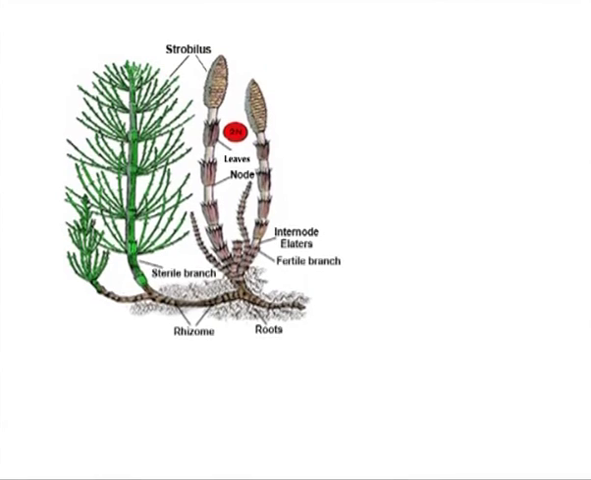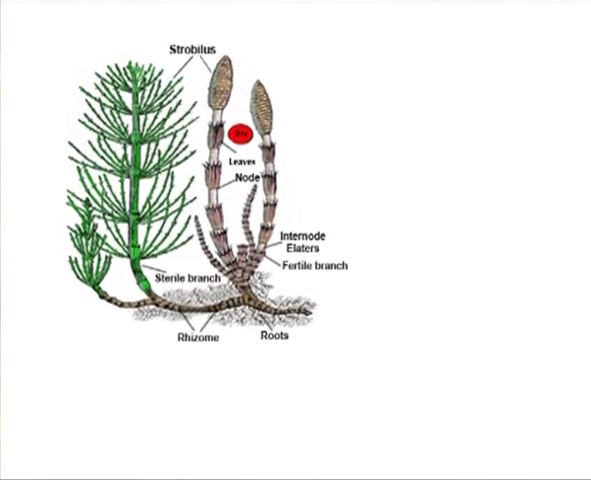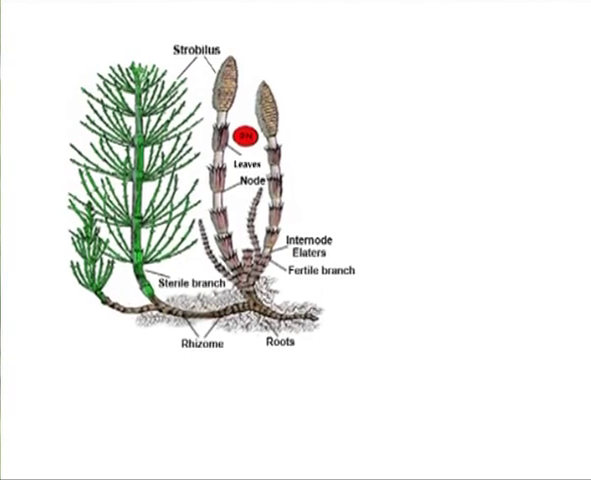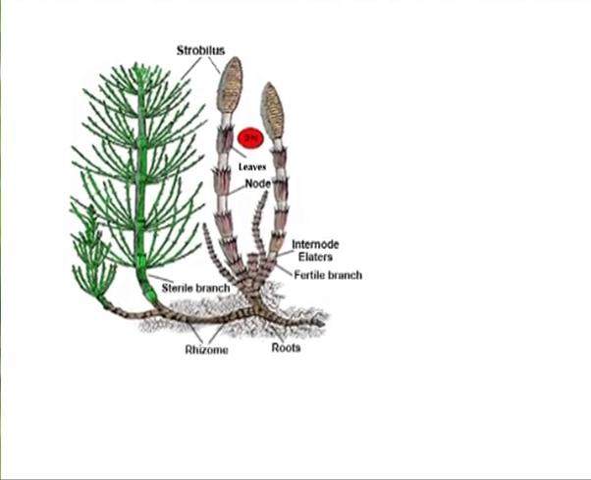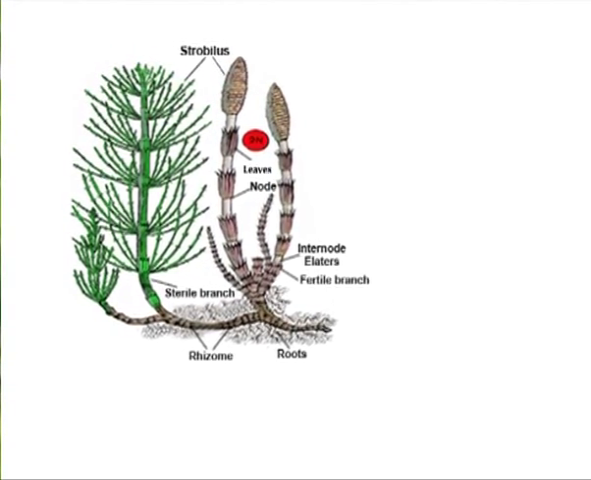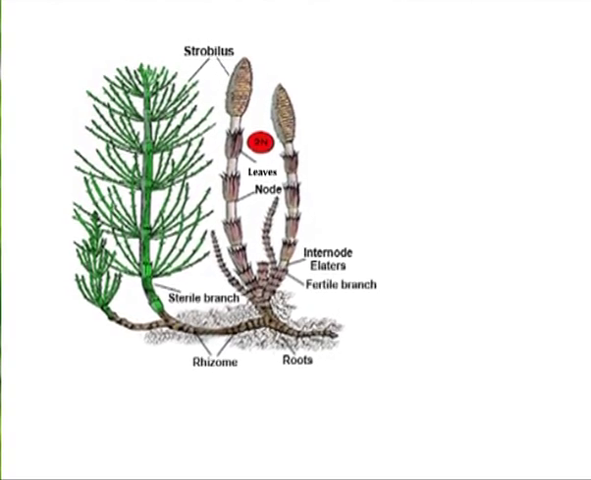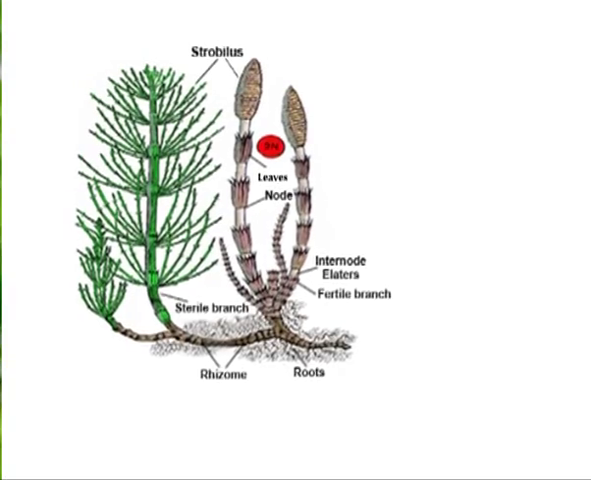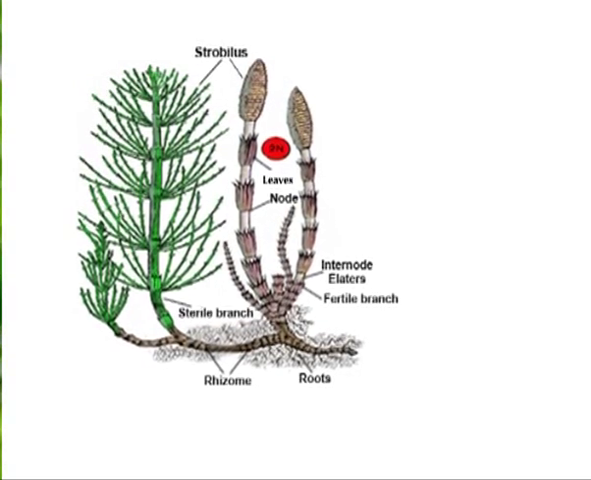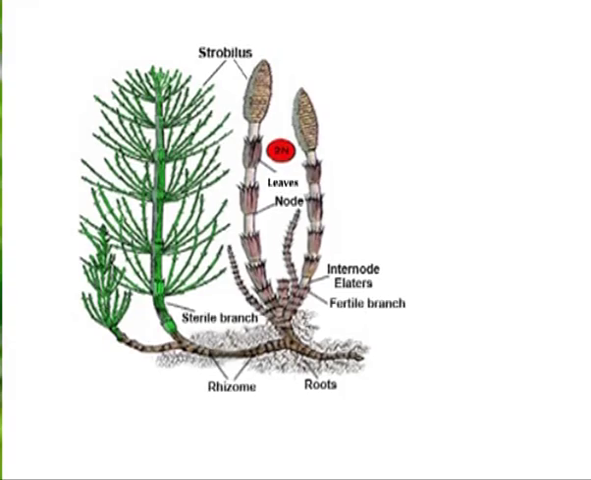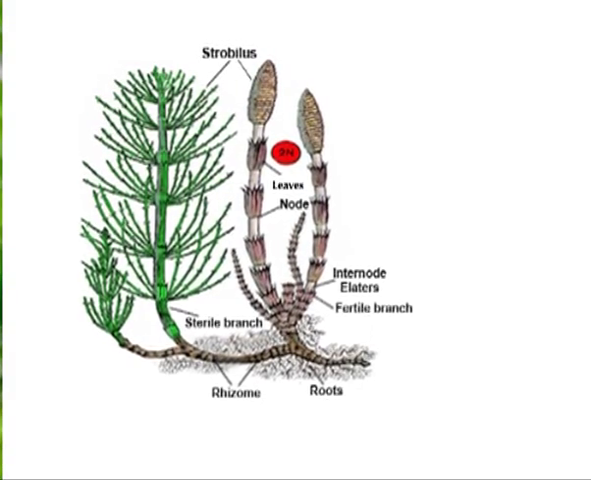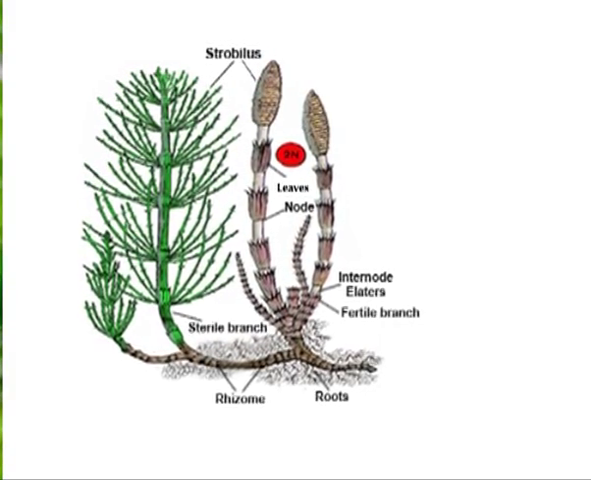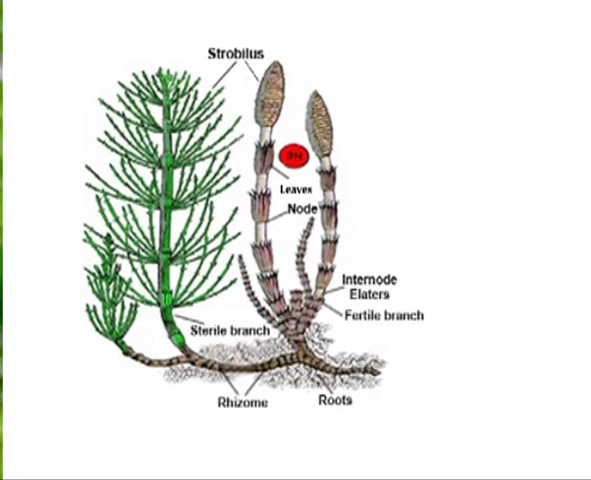The rhizome bears 2 types of aerial shoots: vegetative shoots and fertile shoots. Both these types of shoots are differentiated into nodes and internodes. The vegetative shoots are usually branched, green, and photosynthetic, while the fertile shoots are unbranched and achlorophyllous, each terminating into a cone or strobilus.